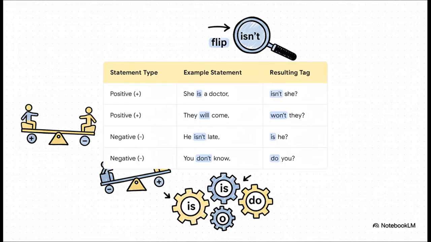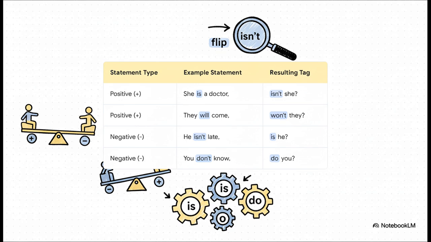I want you to think of it like a seesaw. It's all about balance. If the statement is positive, the tag has to go negative. So, "she is a doctor" becomes "isn't she?" See, positive goes to negative. And it works the other way, too. If the statement is negative, the tag flips to positive. "He isn't late" turns into "is he?"